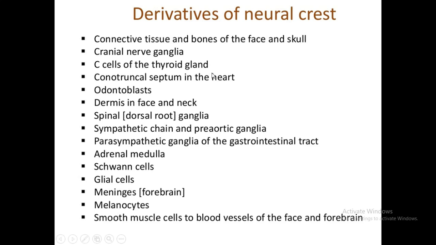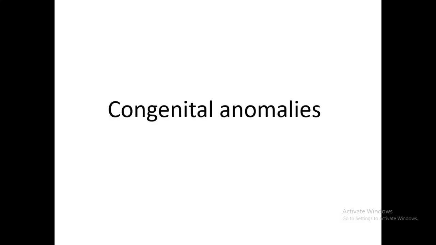Here is the list of the neural crest cell derivatives from the textbook. Students, you must learn these 15 names of the derivatives of neural crest cells. This list is very much important for you. Now come to the congenital anomalies related to this neural tube development.